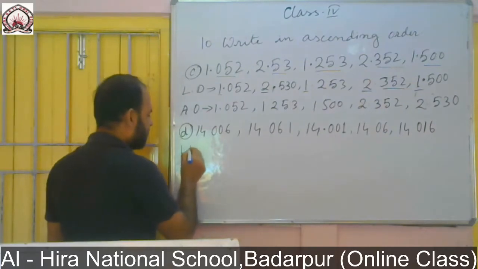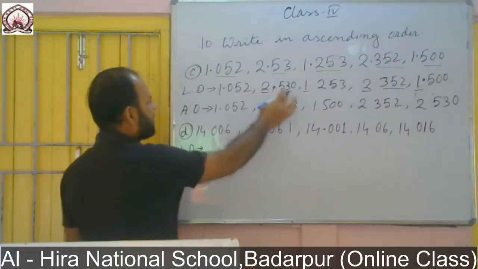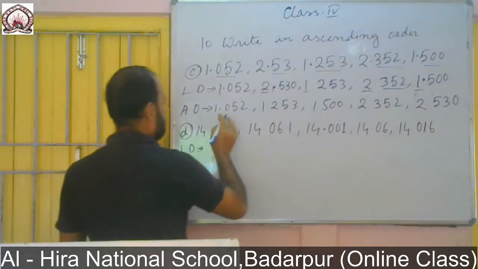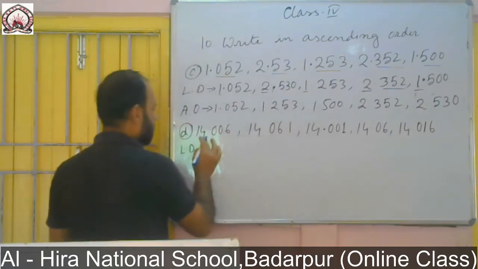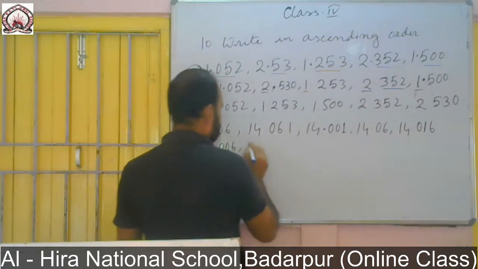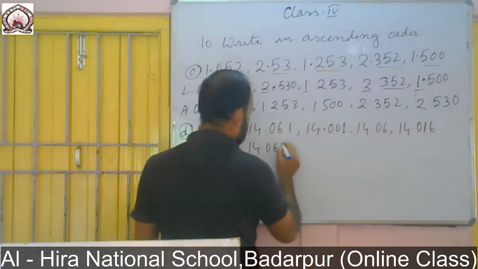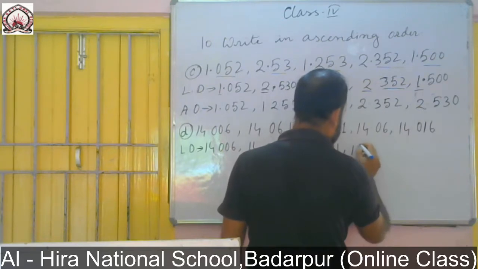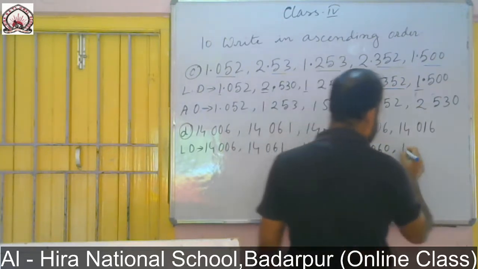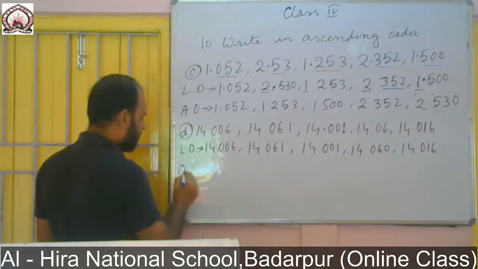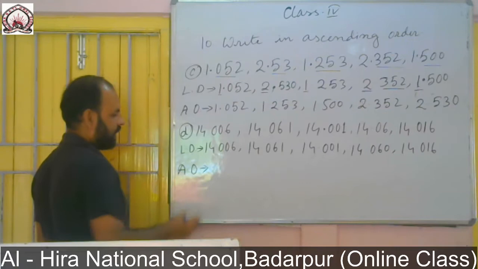So LD means like decimal. You can also do the like decimal in rough, and then you write this one also, no problem. Next, LD, we write like decimal: 14.006, 14.061, 14.001, and this one only we write like decimal, 14.060, 14.016. Now we write ascending order, AO, ascending order, shortly I have written the short form.